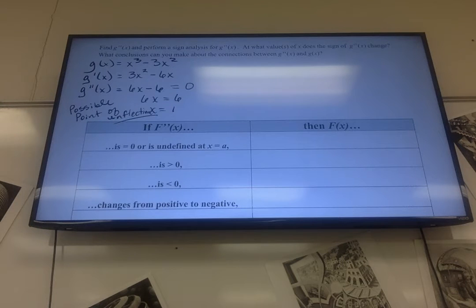Just like with the relative max and min, it could be doing something and not changing concavity in there. A point of inflection just means where it changes from concave up to concave down, or concave down to concave up. Inflection is the in-between. Inflection is the point at which it changes concavity.